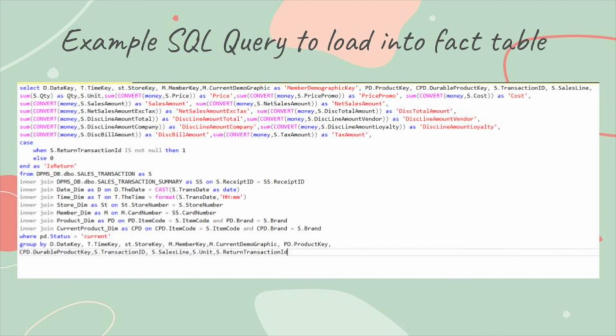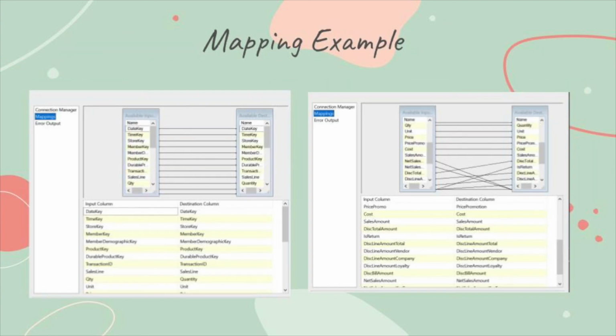So this is an example of an SQL query we used to load the data into fact table 1, sell line transaction fact. We had to join the sell transaction tables to all the different dimensions in order to get the surrogate key needed to load into the fact table. And this is the mapping example of fact 1, sell line transaction fact.